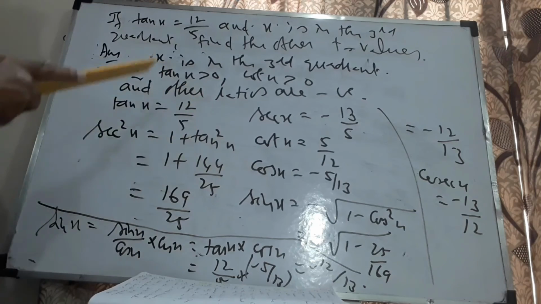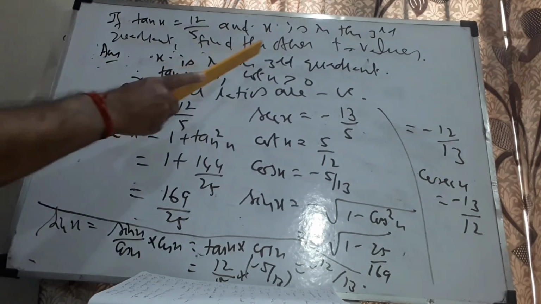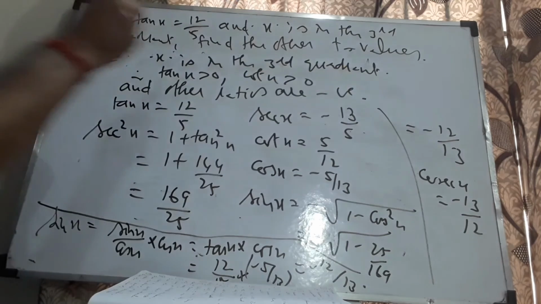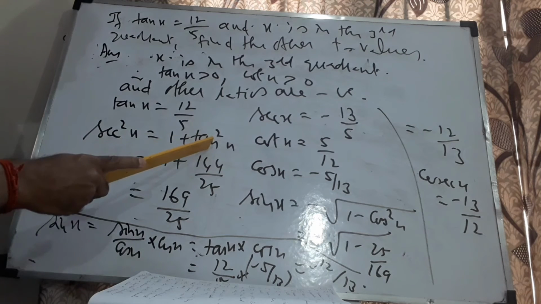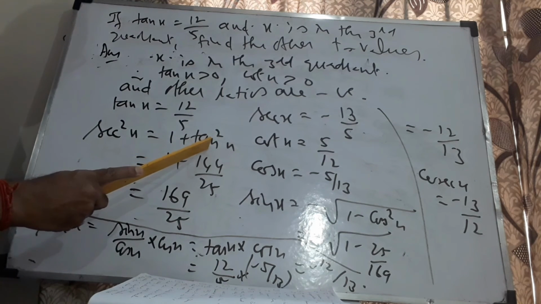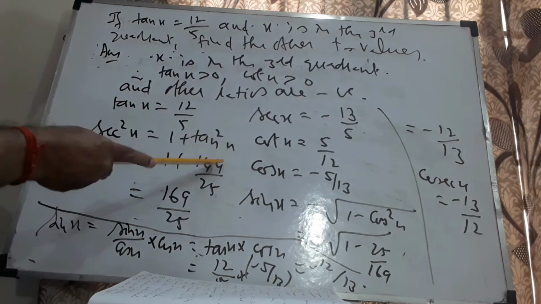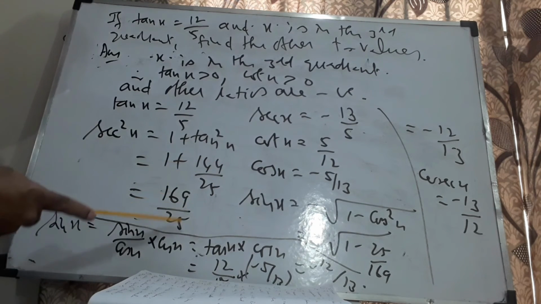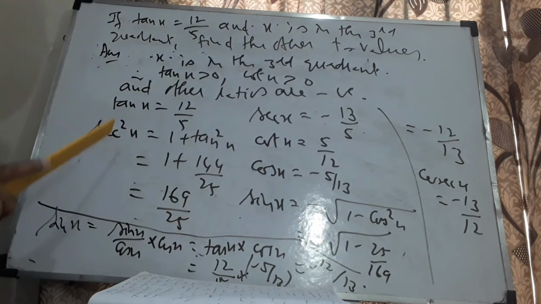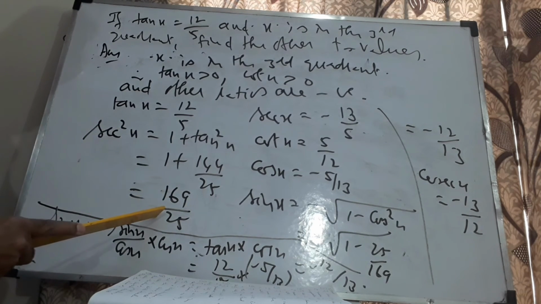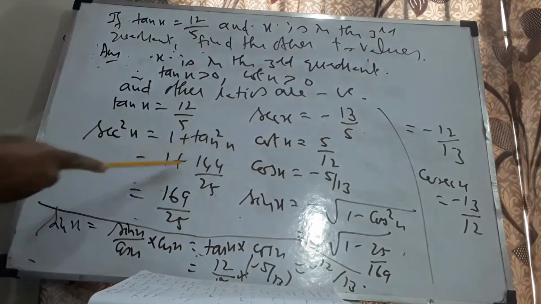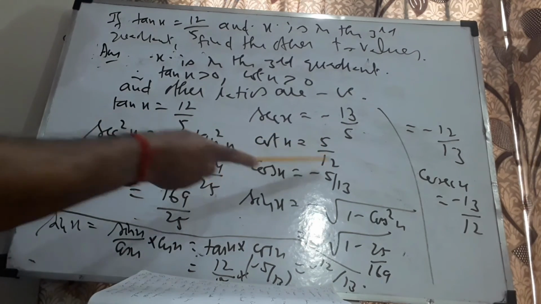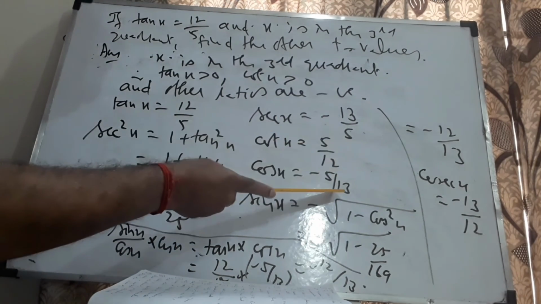Let me just repeat. x is in the third quadrant, so tan x is positive, cot x is positive, and the other trigonometric ratios are negative. Now, the relationship between tan x and secant x is secant square x is 1 plus tan square x. This is a basic formula which you might have done even in 10th standard. 1 plus 144 by 25, after taking LCM, becomes 169 by 25, not 29, it is 25. Now I should take the negative square root here because secant x is negative in the third quadrant. Therefore I end up with minus 13 by 5. Cot x is the reciprocal of tan x, 5 by 12. Cos x is the reciprocal of secant x, minus 5 by 13.